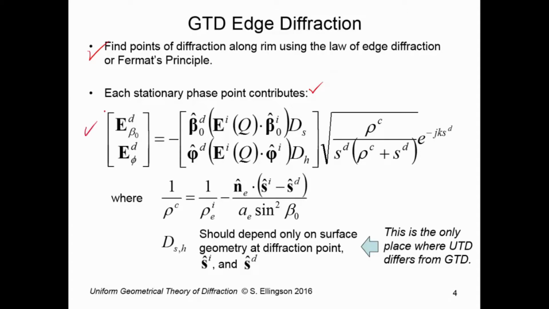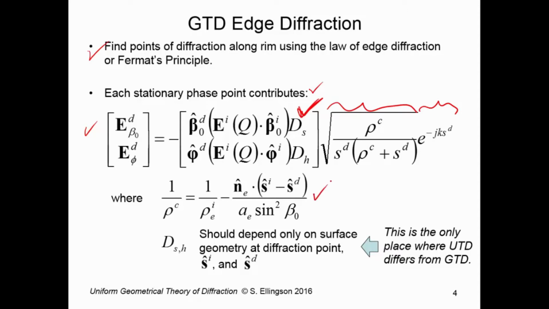Again, this formulation is explained in a previous lecture, so I'm not going to repeat a detailed discussion of this. I'll simply point out that we have some contribution from the incident field multiplied by a diffraction coefficient, D sub s or D sub h. We have a spread factor, which is in the geometrical optics form, and we have a phase factor, which is in the geometrical optics form, so that the GTD field turns out to be a geometrical optics field. And really the diffraction comes in through this computation shown here.